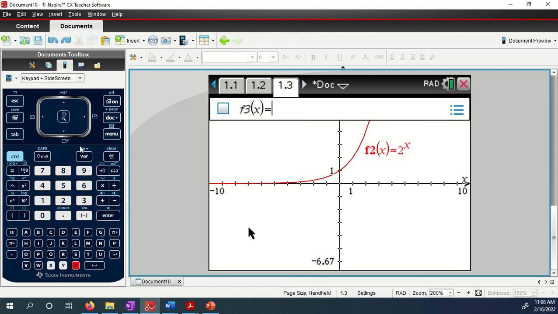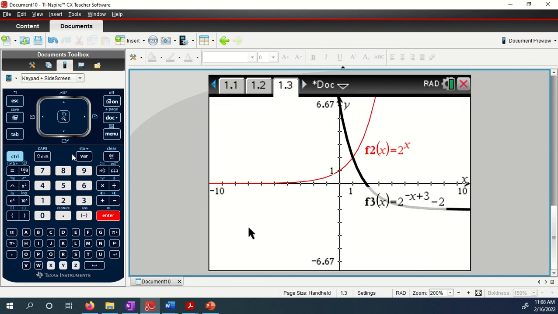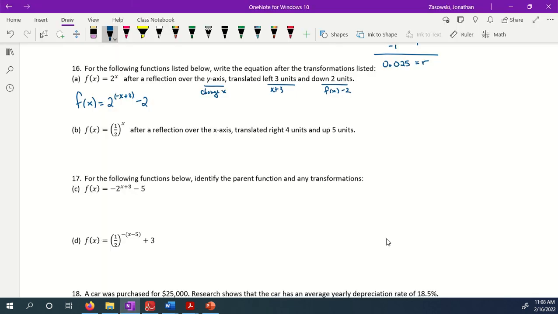Let's try that again. 2 caret negative x plus 3 minus 2. It flipped over the y-axis and shifted down and left, so we're good to go.